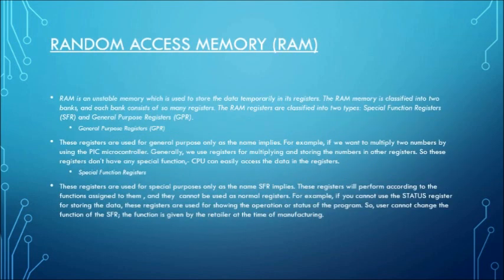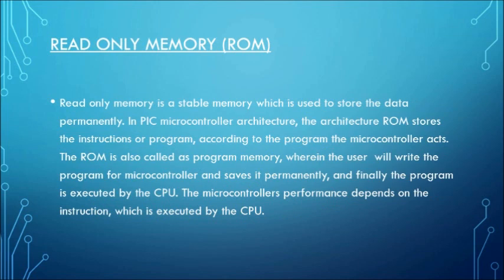Next is the random access memory, also known as the RAM. RAM is a volatile memory which is used to store the data temporarily in its registers. The RAM memory is classified into two banks, and each bank consists of many registers. Next is the read-only memory, which is also known as the ROM. Read-only memory is a stable memory which is used to store the data permanently.